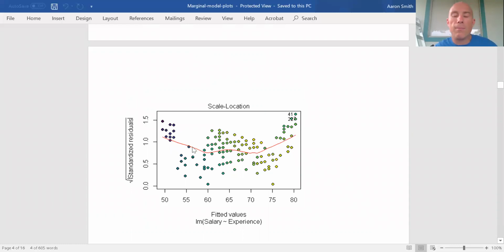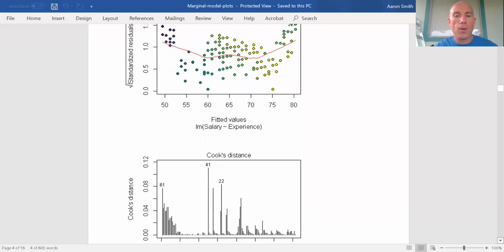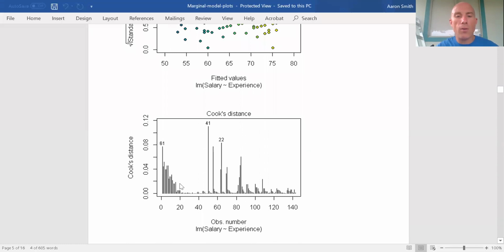Like this by itself would not be enough for me to throw up a red flag, but I would be kind of mindful of it if that was the first plot I looked at. Cook's distance. Okay, so we can see that the biggest three are kind of distributed throughout.